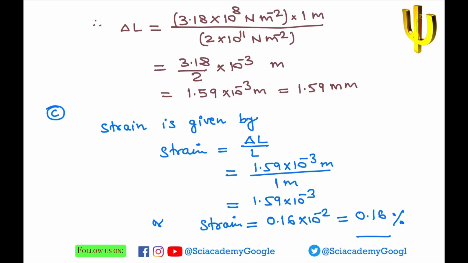Now we will calculate the strain. Strain is given by the ratio of the extension in the rod to the initial length of the rod. Therefore, delta L we have already calculated in part B. So we will substitute the value for delta L in meter and the initial length of the steel rod, that is 1 meter.